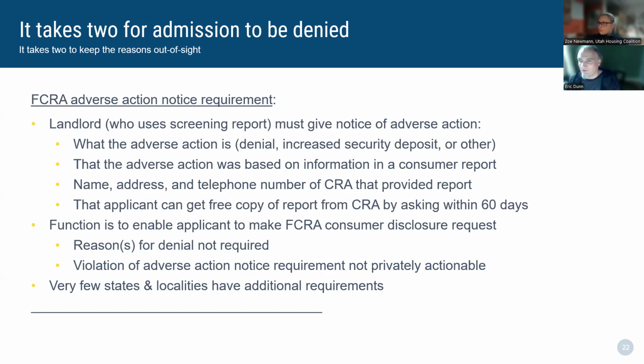But it gives you the right to see basically all the information in your file. It doesn't necessarily give you the right to see some of these algorithmic readouts and so forth. That's a point of contention that is being fought out in the courts and in the federal agencies. But suffice it to say, it's difficult for everyday people to get that kind of information when they need it to dispute a denial. So if you're denied housing, you get an adverse action notice, which is just something telling you that a screening report was used, that you've been denied, and here's where you can get a copy of the screening report.